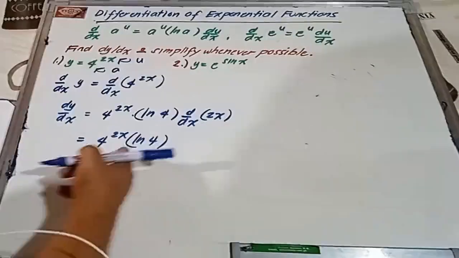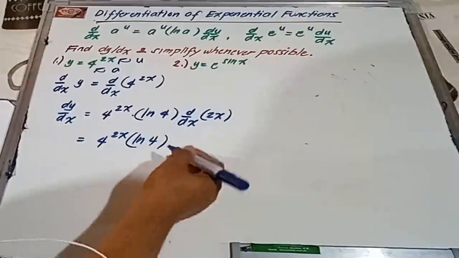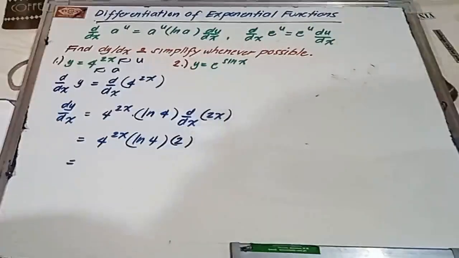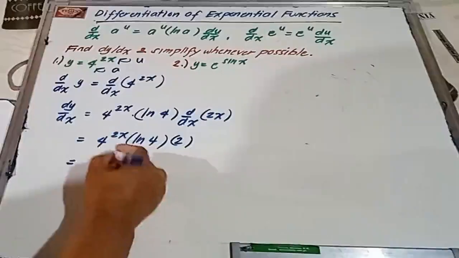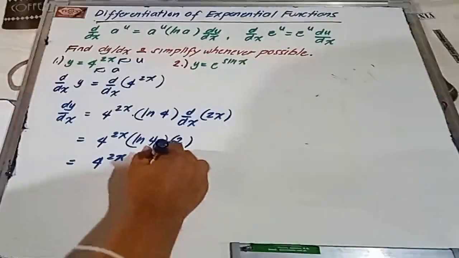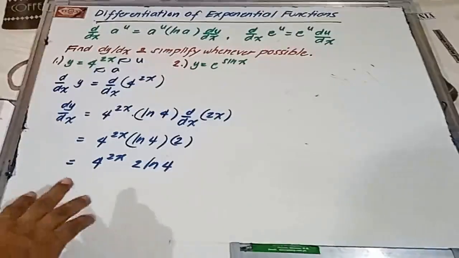So, hindi na natin kukunin yung natural logarithm of 4. Okay? As is na siyang ln 4. So, derivative of 2x is 2. So, ang ating sagot is 4 to the 2x, 2 ln 4. Okay? But we can still simplify this.